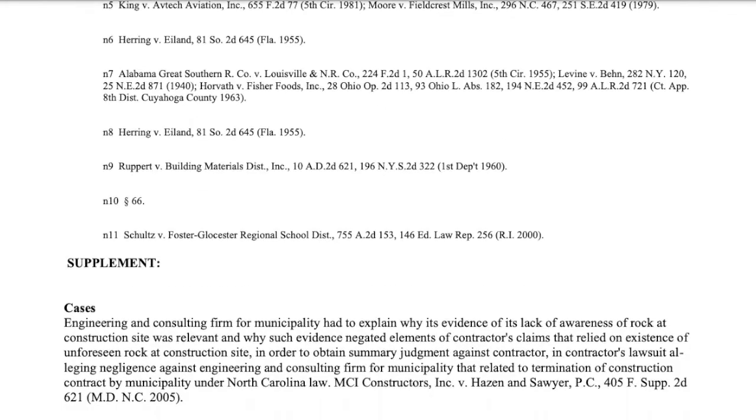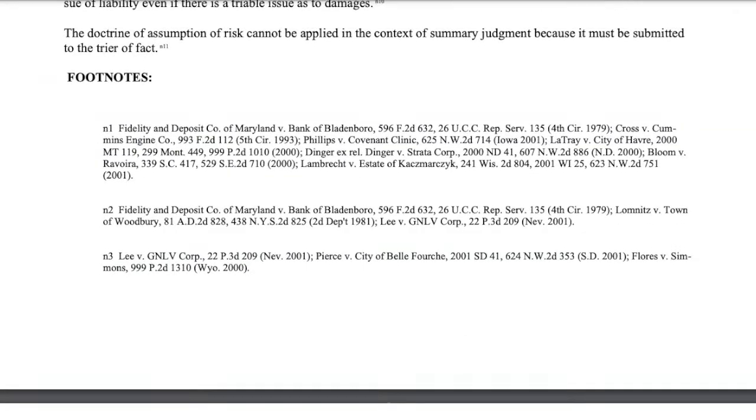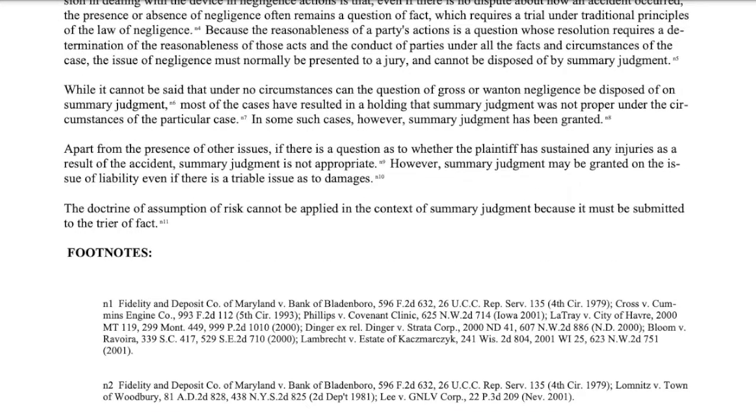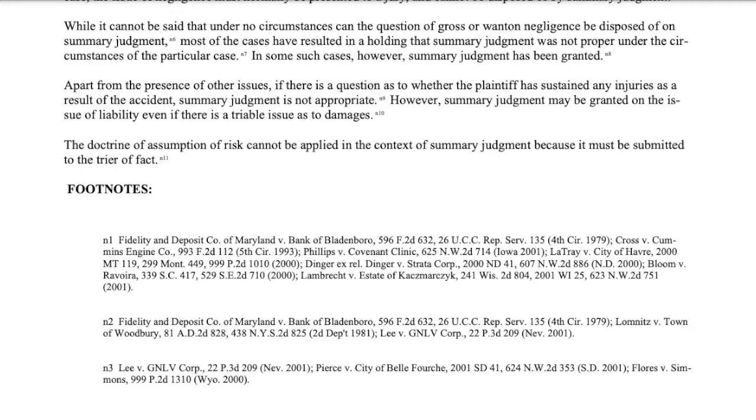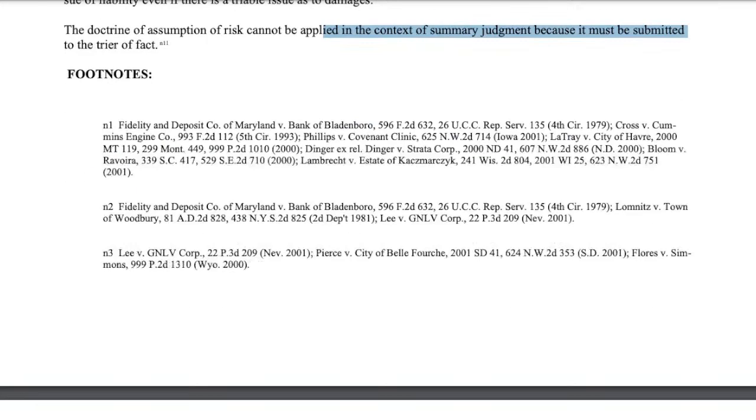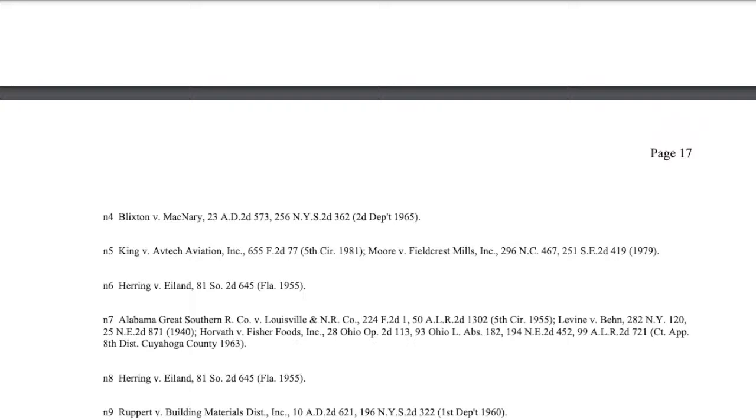Let's get on to, here we have some more cases after the footnotes. Oh no, I shouldn't have done that because we got ahead of ourselves. That was footnote 10. The doctrine of assumption of risk cannot be applied in the context of summary judgment because it must be submitted to the trier of fact. Assumption of risk has to go to the trier of fact. It's not going to work in the context of summary judgment. Interesting.